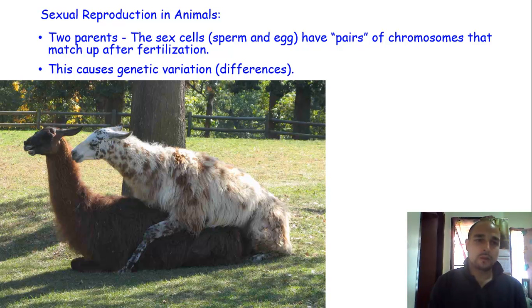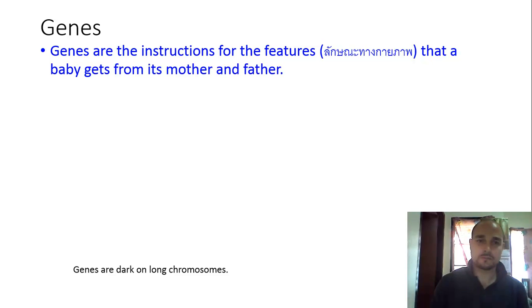Okay, anyway. Sexual reproduction in animals. Two parents, the sex cells, sperm and egg, have pairs of chromosomes that match up after fertilization. And this causes genetic variation, or differences. So we're going to go into where the chromosomes are in the next slides. We'll talk more about that.